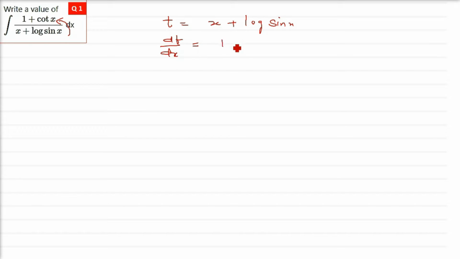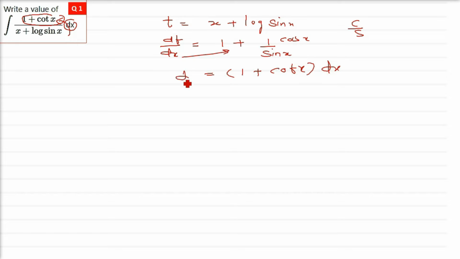This will be 1 plus the derivative of log sin x, which is 1 by sin x, and then sin x will be differentiated, which will be cos x. So what do we get? We are getting 1 plus cos by sin, which is cot x. But 1 plus cot x is along with the dx, so we'll take this dx on the right. So 1 plus cot x dx will be equal to dt.